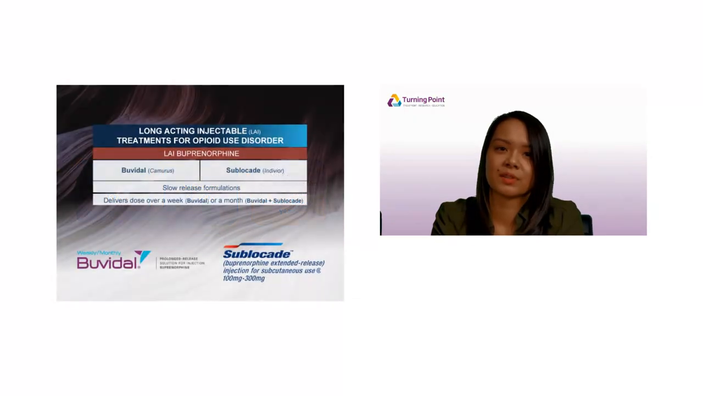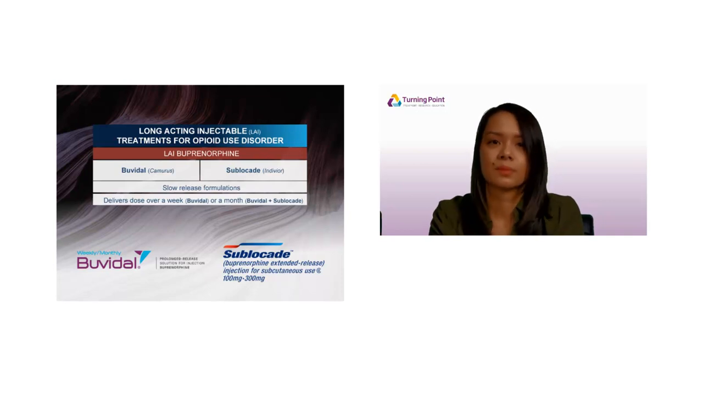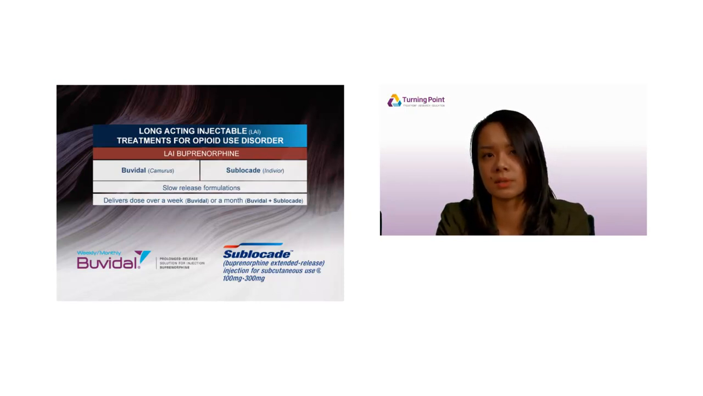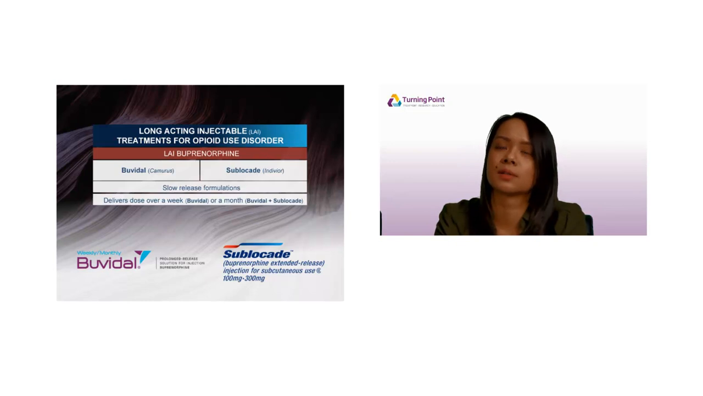So looking at Buvidal and Sublocade, and I'll speak to Sublocade in a second, they're the two forms of long-acting injectable buprenorphine that are used currently. So they're both long-acting or extended release forms of buprenorphine. Buvidal is produced by a Swedish company called Camurus. Sublocade is produced by Indivior, which is the company that produces Suboxone. And Buvidal is available as a weekly or a monthly injection, whereas Sublocade is only available as a monthly injection.